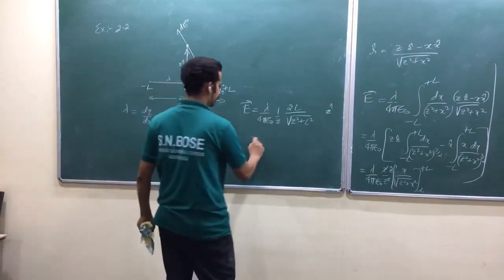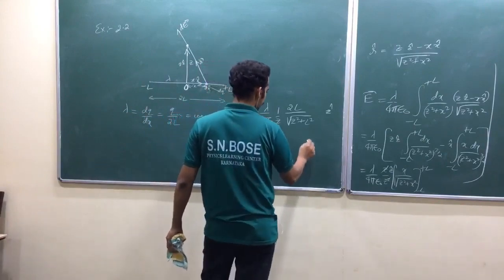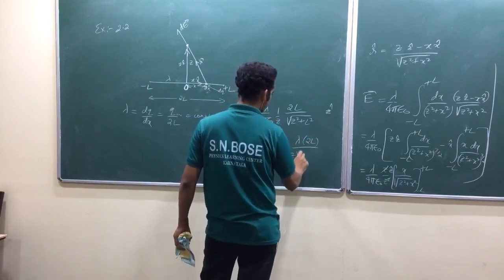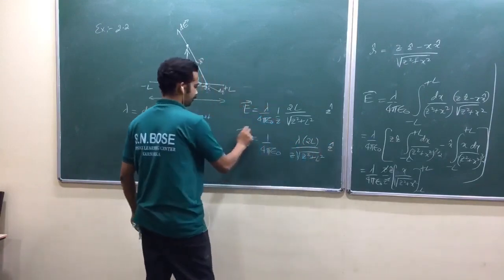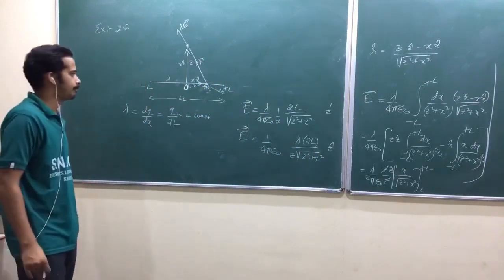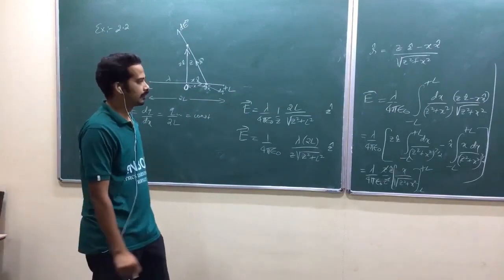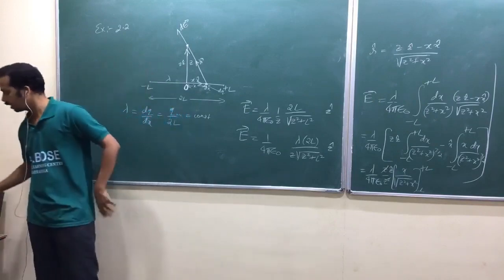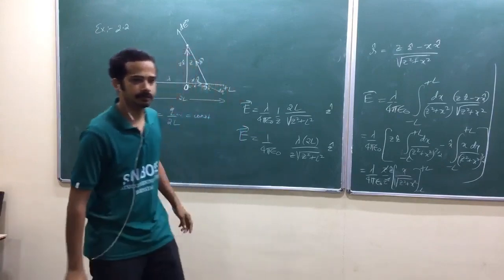He's writing this one as 1 by 4 pi epsilon naught, lambda into 2L divided by z into root of z square plus L square along z cap. So this is the pure vector algebra way. Is that okay?